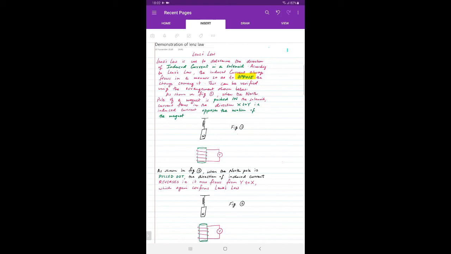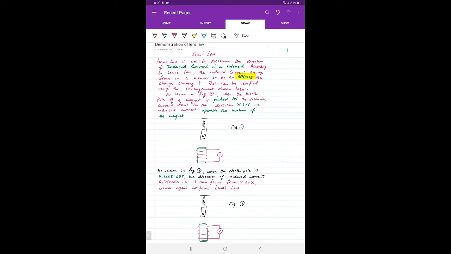As shown in figure 1, when the north pole of the magnet is pushed in, I'm drawing it as well, let me read first. So when the north pole of the magnet is pushed in, the solenoid, comma, current flows in the direction x to y. I'll mark it now. That is, induced current opposes the motion of the magnet. Okay, next statement. As shown in figure 2, when the north pole is pulled out, comma, the direction of the induced current reverses. That is, it now flows from y to x, which again confirms Lenz's law.